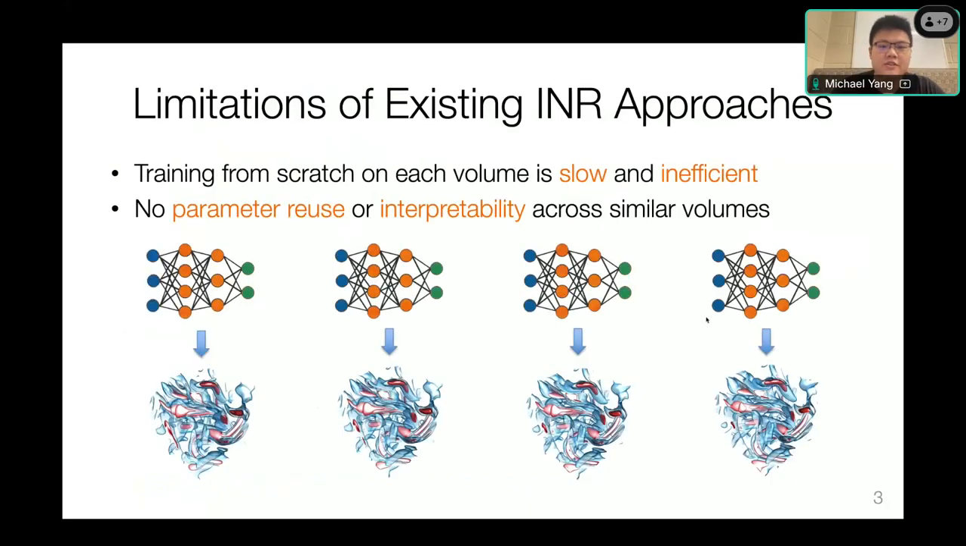So this inefficiency becomes a bottleneck for large time-varying or ensemble data sets where many volumes share similar structures, but still requires its own separate training for each frame. And there's limited parameter interpretability or reuse. To address this, we propose meta-INR, a meta-learning approach that enables fast adaptation and enhanced interpretability for encoding volumes.